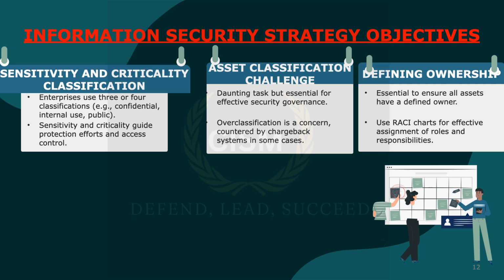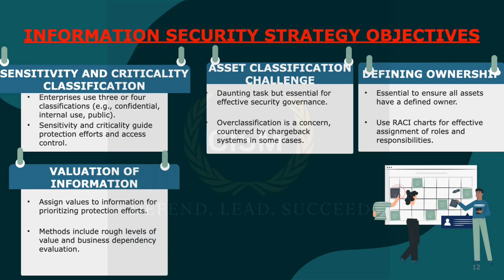Under defining ownership, it states that it is essential to ensure all assets have a defined owner. Use a RACI chart for effective assignment of roles and responsibilities. Friends, it is really important to know who is responsible for each asset. To do this well, we use the RACI chart, which we have understood in earlier videos, to clearly assign the roles and the responsibilities. Next, about the value of information.